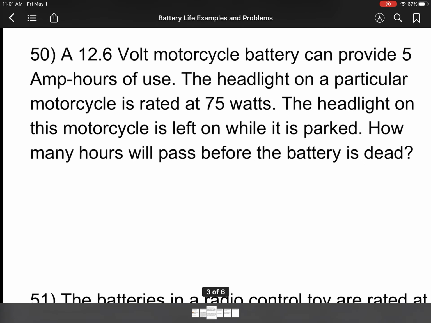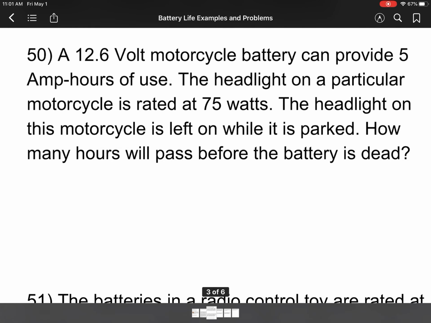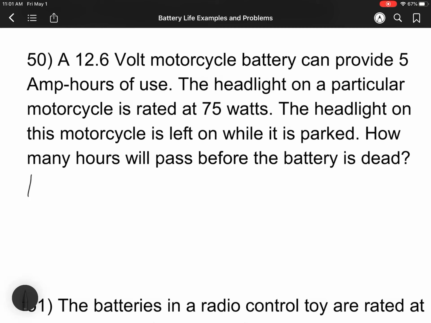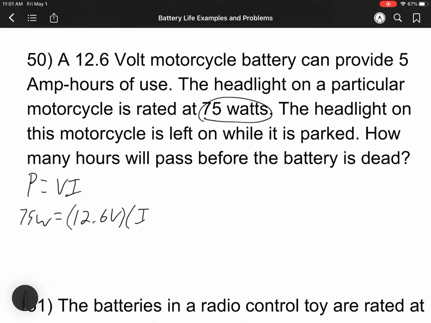So let's run through one of these examples from your homework. Motorcycle batteries are significantly bigger than a pen battery. So let's look at how you would calculate this. P equals VI. So the power is 75 watts. Voltage, 12.6 volts. The question is, what's the current coming out of the battery?